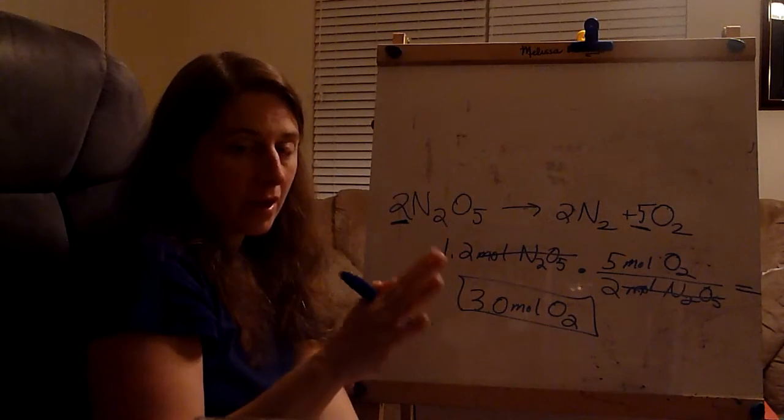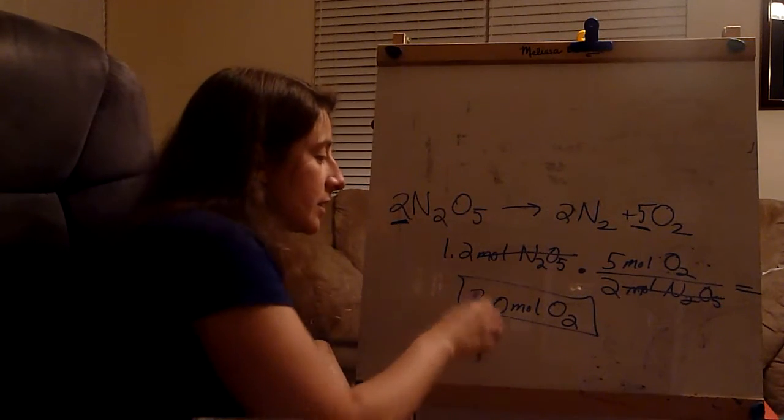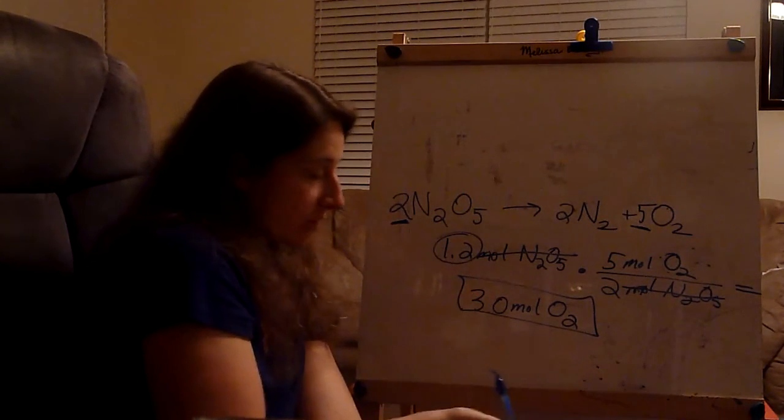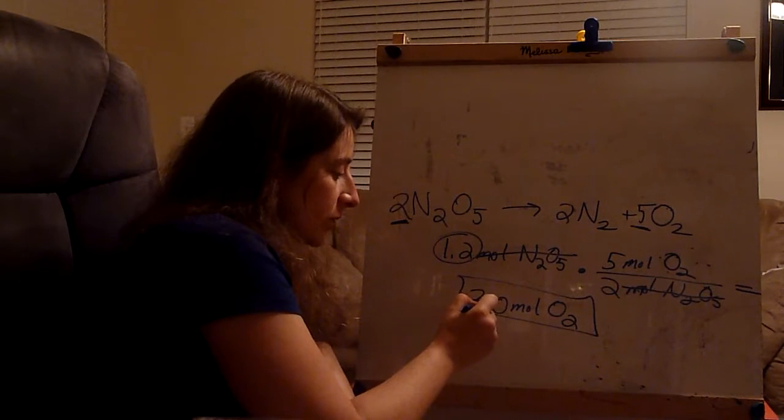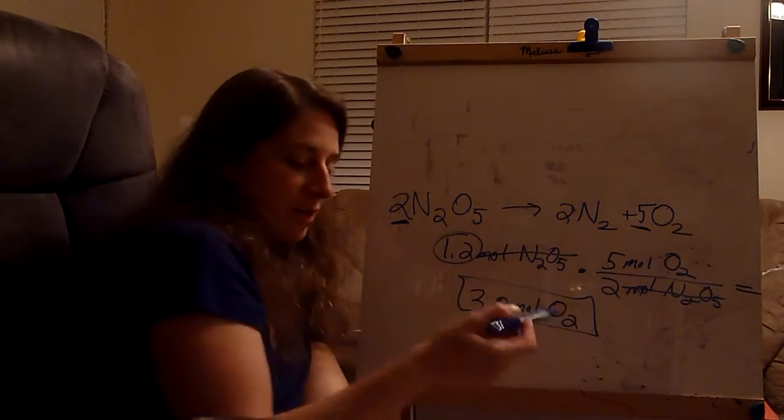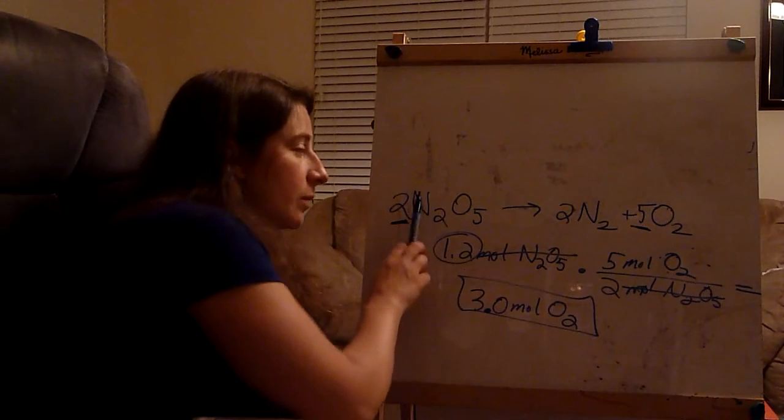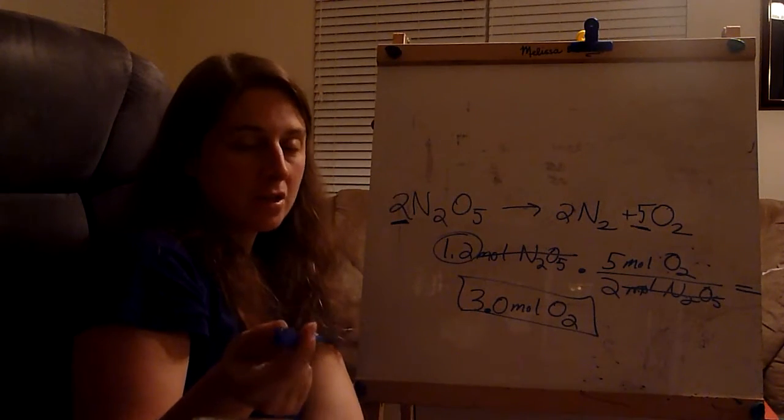They don't have significant figures. They're perfect. So you only have to consider 2 significant figures here. So you can have 2 here. 3.0 moles of oxygen are produced when you decompose 1.2 moles of dinitrogen pentoxide.